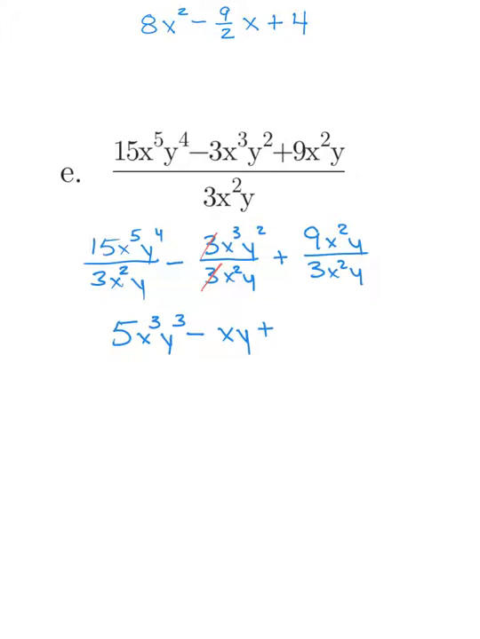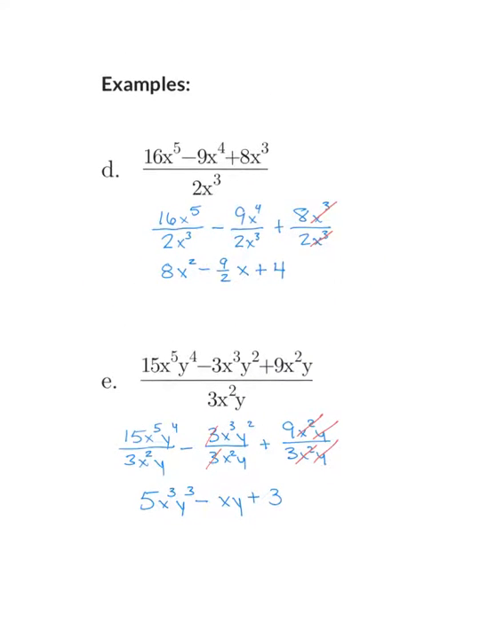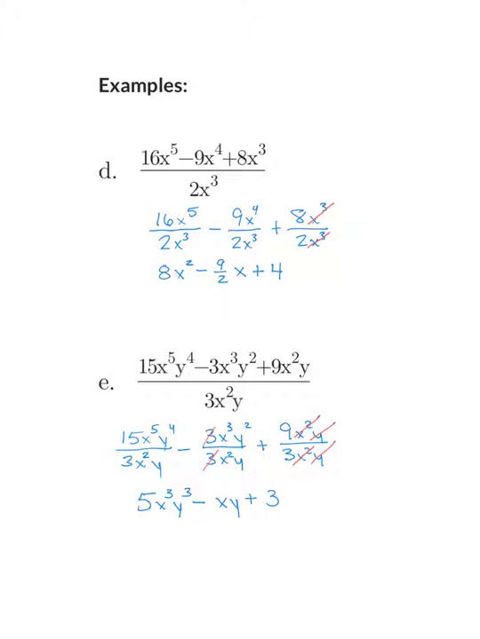9 divided by 3 is 3. X squared divided by x squared, those are going to cancel. And y divided by y, those will cancel. And so my last term will just be a 3. And so we are done with this problem. And that takes care of dividing.